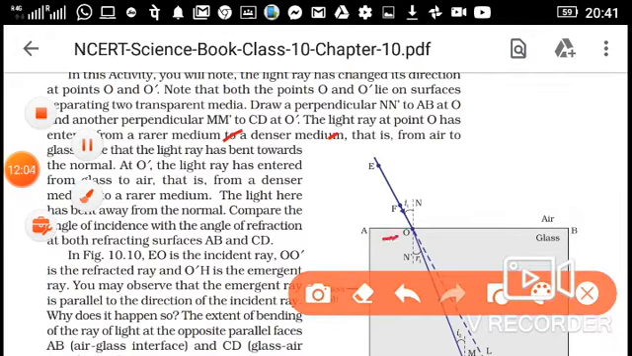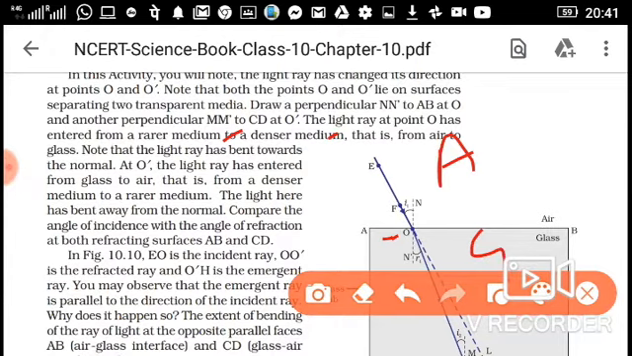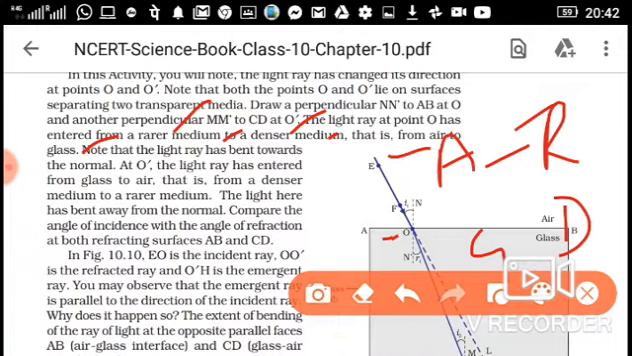So the light ray at point O has entered from a rare medium to a denser medium. This is O. The rare medium is air and the denser medium is glass, because in glass the particles are close to each other. There is strong bonding. So glass is the denser medium and air is the rarer medium. So light enters from air to glass.